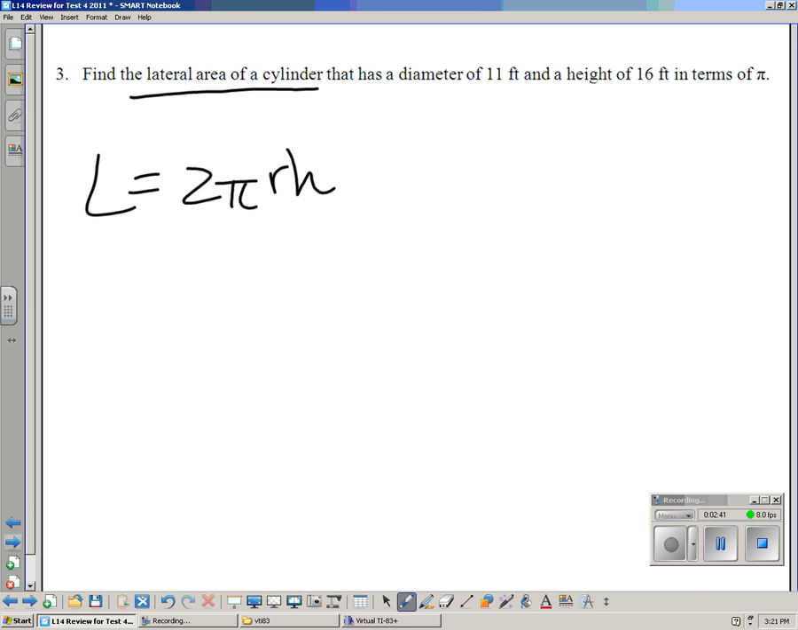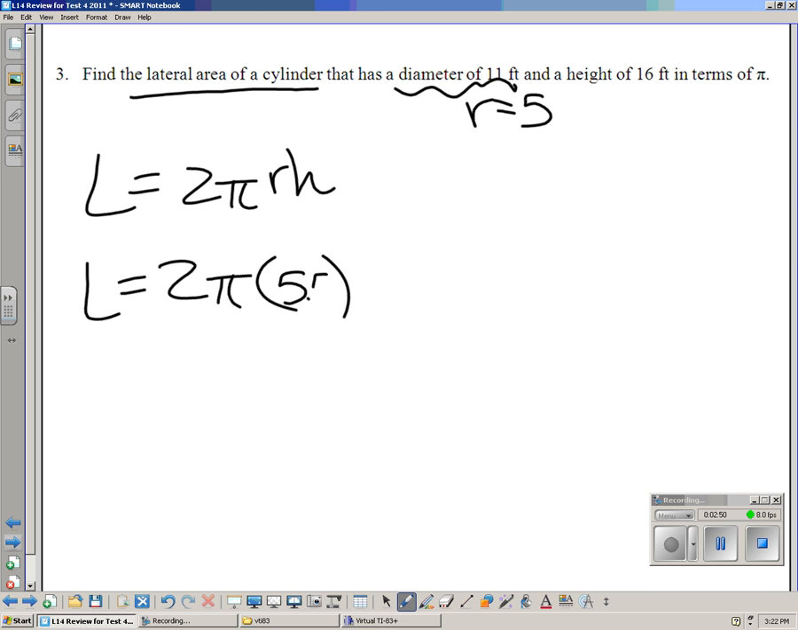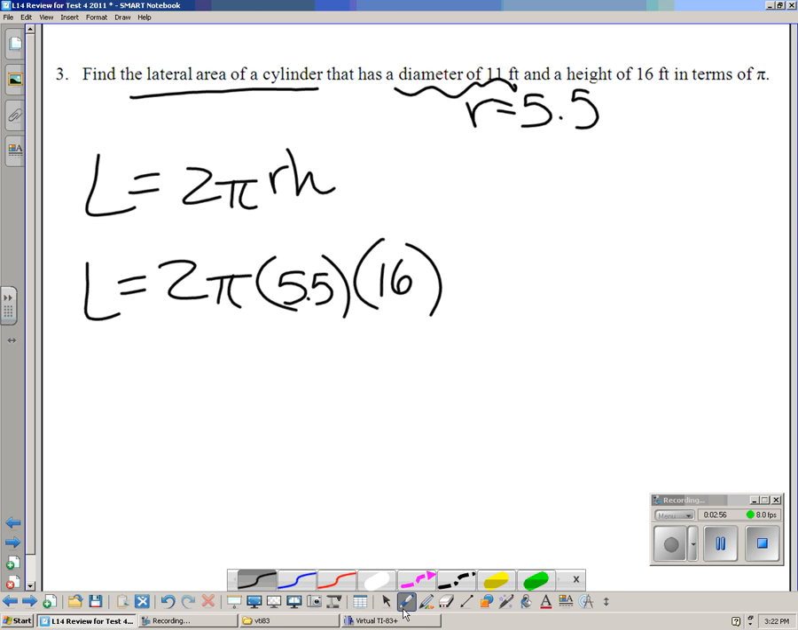All right, so we can fill this formula in. We have 2 pi times the radius. If the diameter is 11, the radius is 5.5, and the height is 16. We are leaving the answer in terms of pi. So what that means is that your answer needs to have the pi in it. So I see the pi here. I'm going to leave it alone.